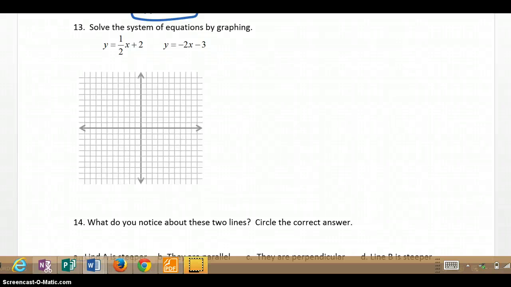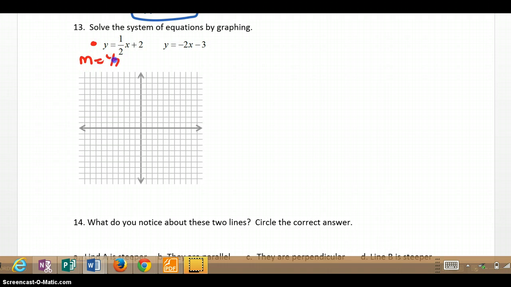Okay, and I'm back. So we're going to start with number 13 again since it got cut off in the last video. We're going to solve this system of equations by graphing. First we need to find the slope and the y-intercept of both of these equations. I'm going to start with the first one in red.